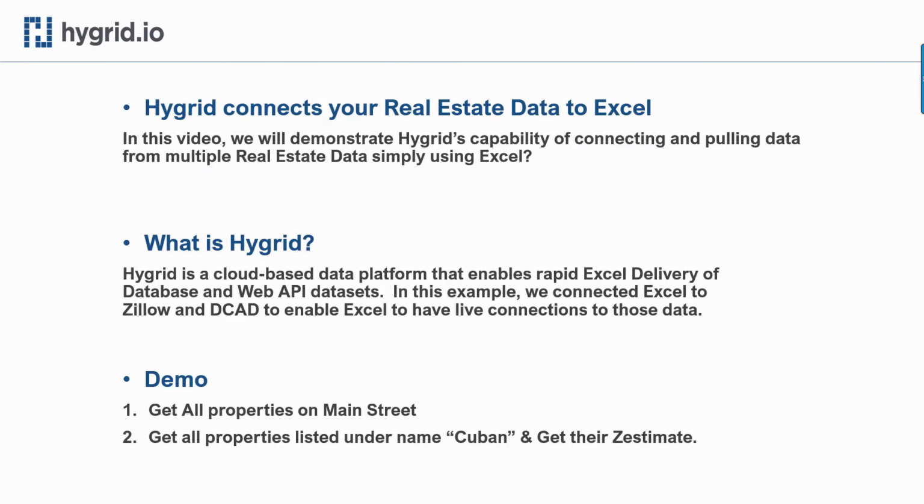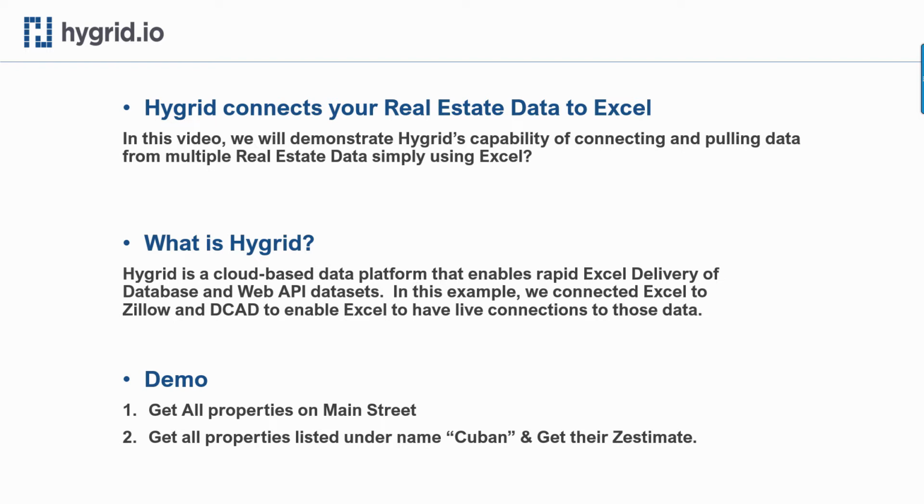Before I begin, let me introduce Hygrid. What is Hygrid? Hygrid is a cloud-based data platform. It's a middleware that enables very rapid Excel delivery of database and web API data sets. It creates a much more efficient workflow for Excel analysts in that they can just pull data from within Excel without having to log in to other places.